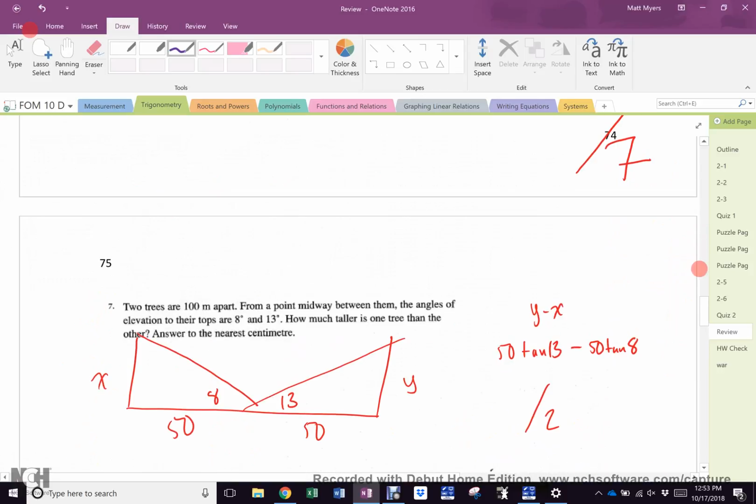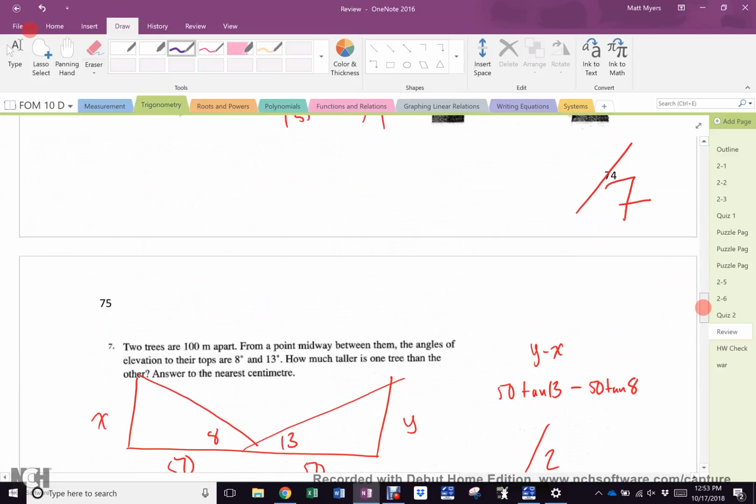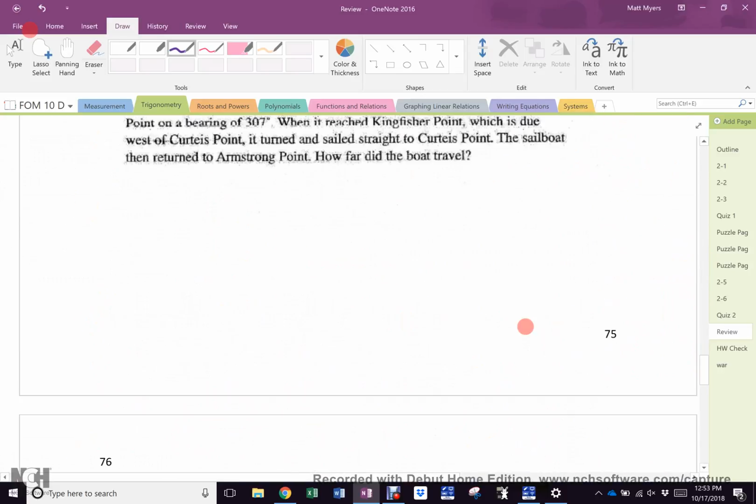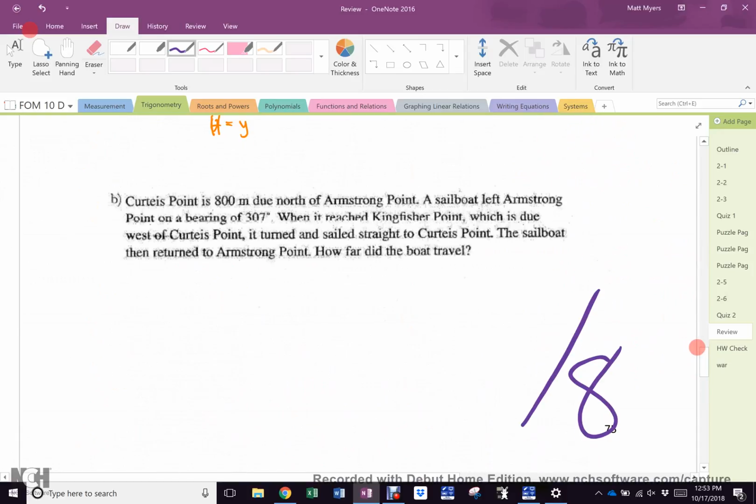All right, so that is also out of 3, making that page out of 8. Yes. So I would give you 1.5. That's out of 3? Yes, Tavi.